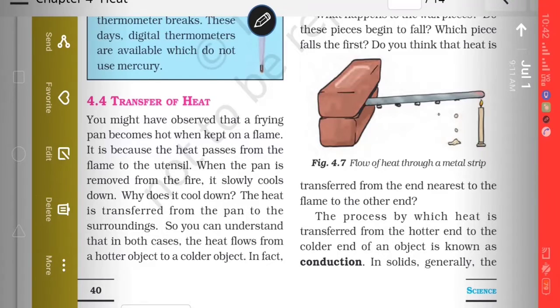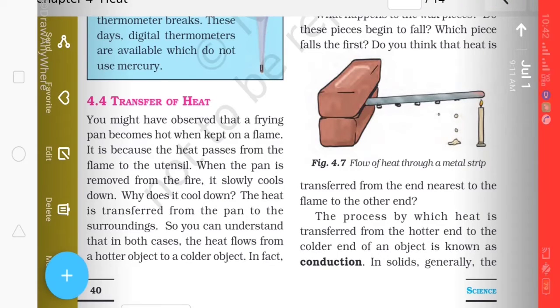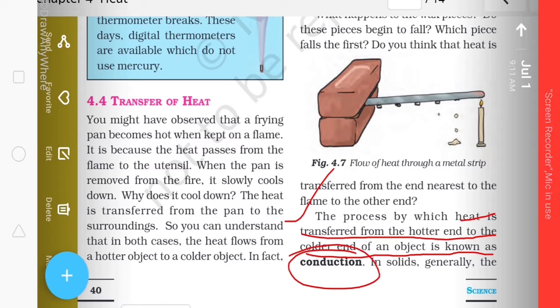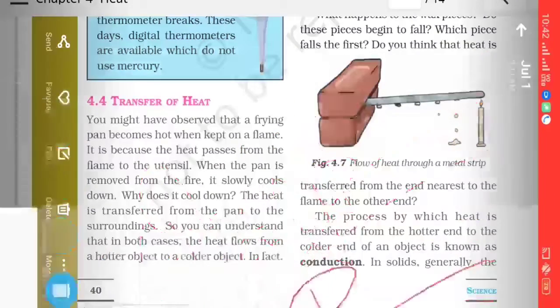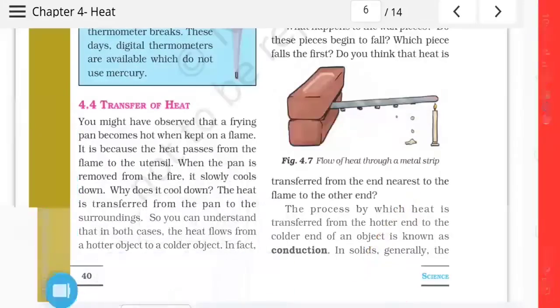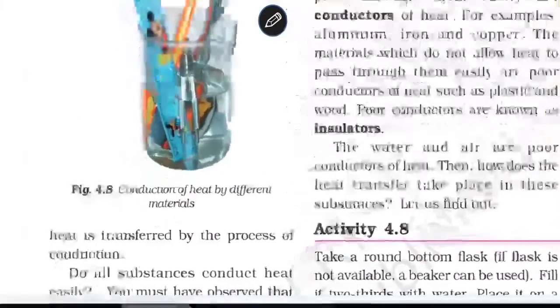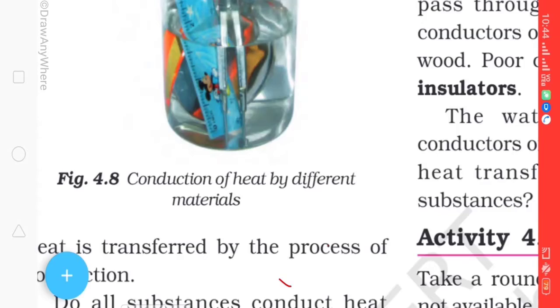Now let's see the process by which heat is transferred from the hotter end to the colder end of an object, which is known as conduction. So the transfer of heat from the hotter end to the colder end of an object is called conduction. Remember this, it is very important. In solids, the heat is transferred by the process of conduction.